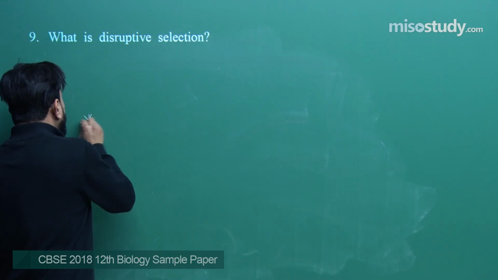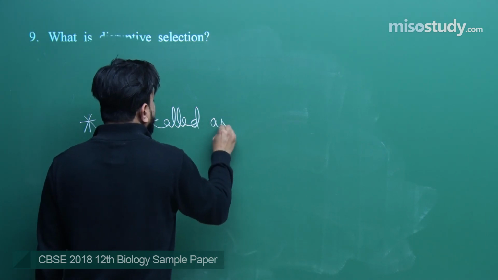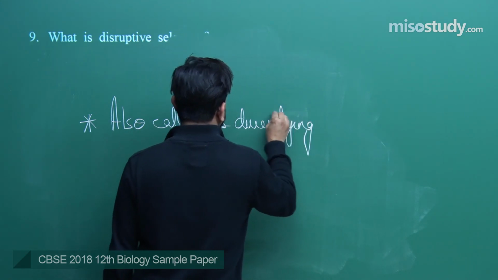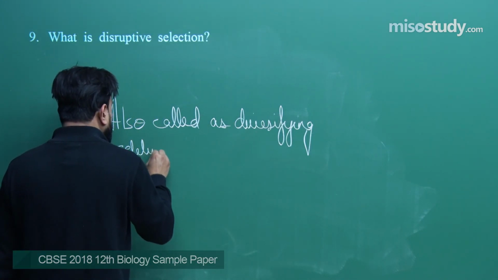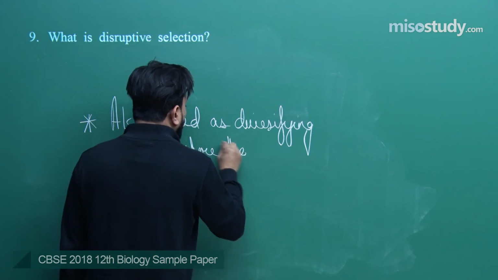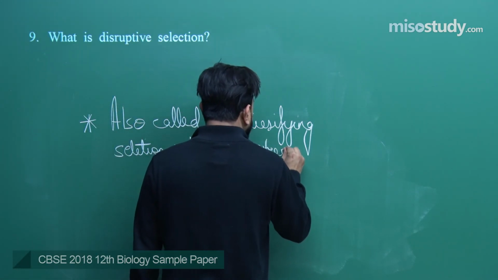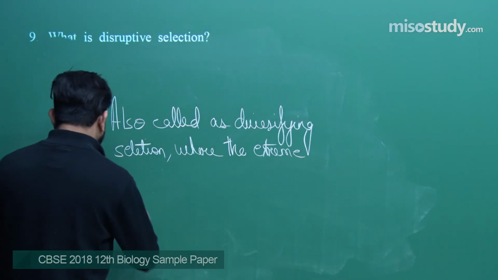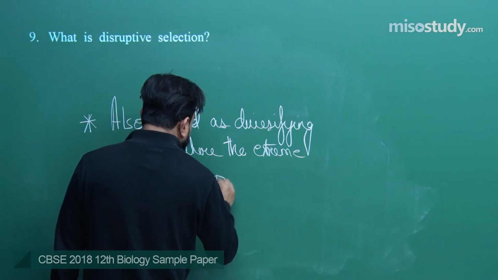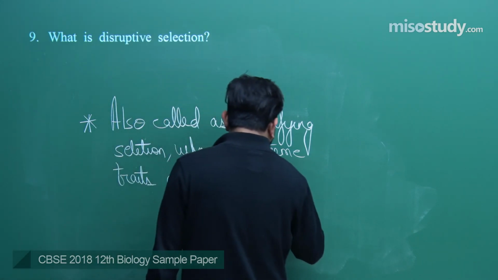It is also called as diversifying selection, where the extreme traits of a population are selected.